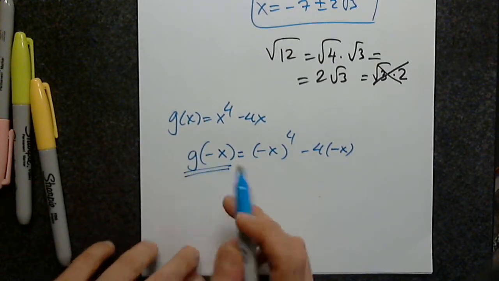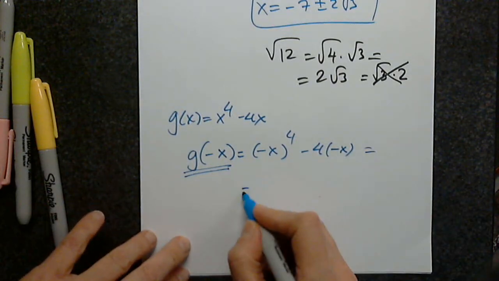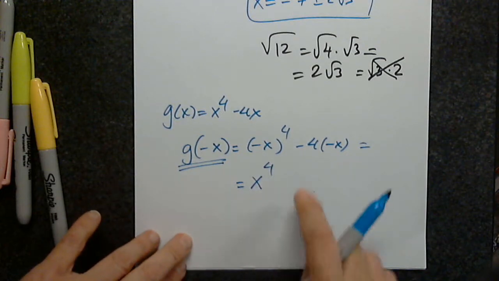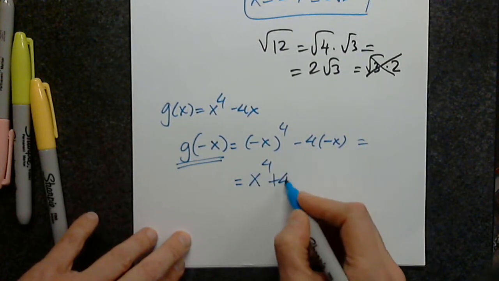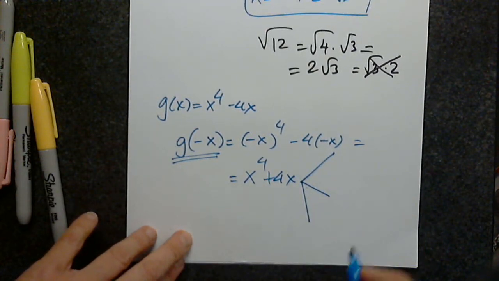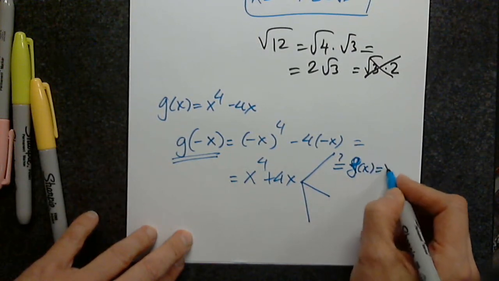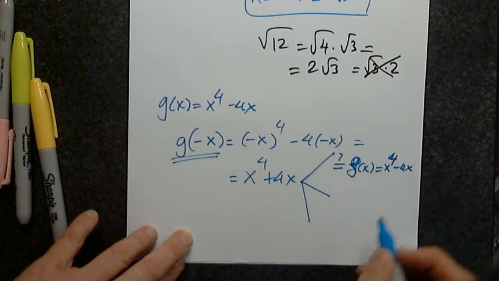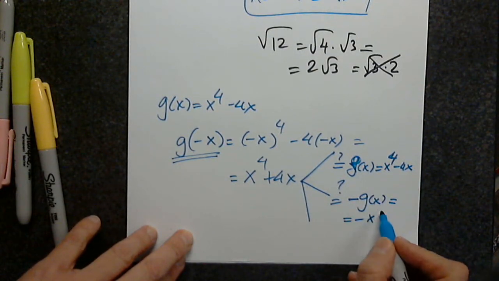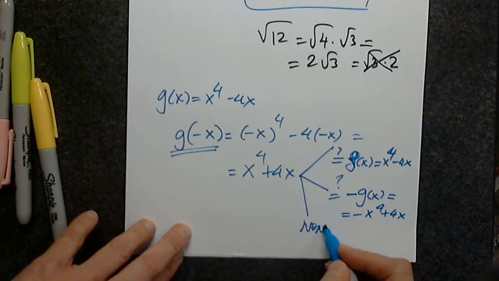That's the requirement. Every time I'm asked to find whether a function is odd or even or none of the above, I have to find g of negative x. Negative x to the 4th happens to be x to the 4th, and negative 4 times negative x happens to be 4x. Now I have 3 questions that I have to answer. Does this equal the original function, g of x, which is x to the 4th minus 4x? Does this equal the opposite of g of x, which would be negative x to the 4th plus 4x? Or none of the above.